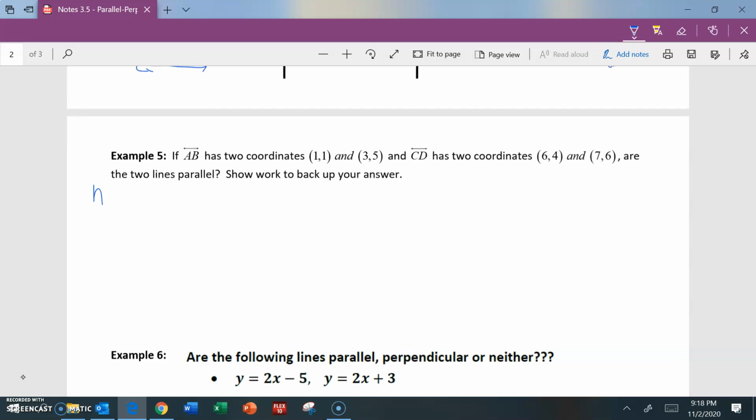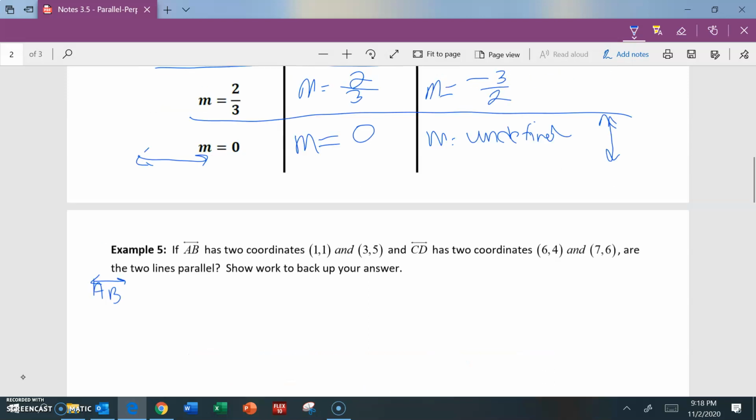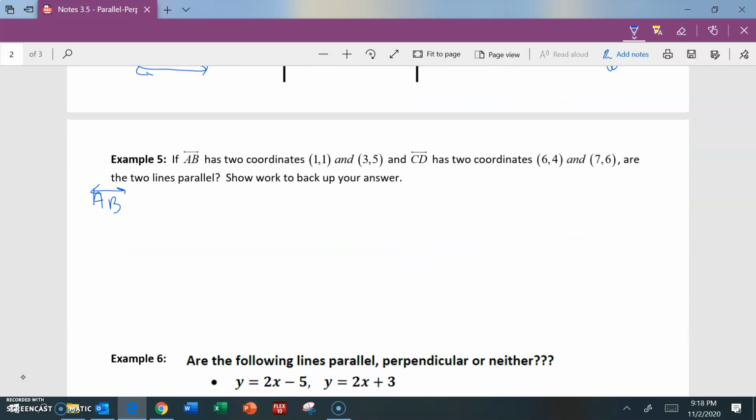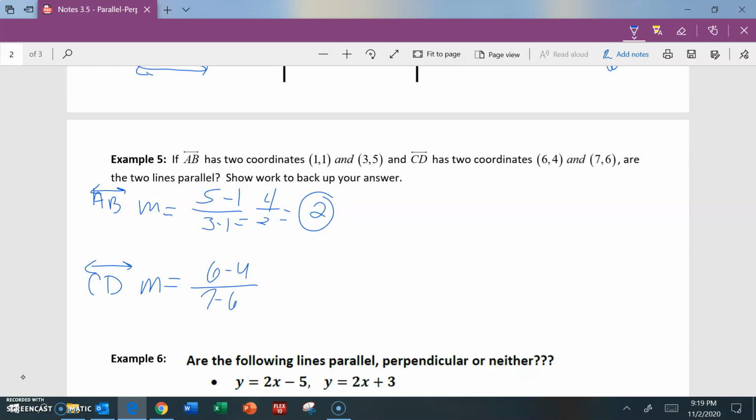I'm going to label, and I think you should too, to organize your work. So we have AB, so I'm going to find that slope. M equals, this is why it was so important that you know how to do slope, 5 minus 1 all over 3 minus 1. That gives us 4 over 2, so that has a slope of 2. Then if I take a look at line CD, we would have the y values on top all over the x values, and 2 over 1 is 2.